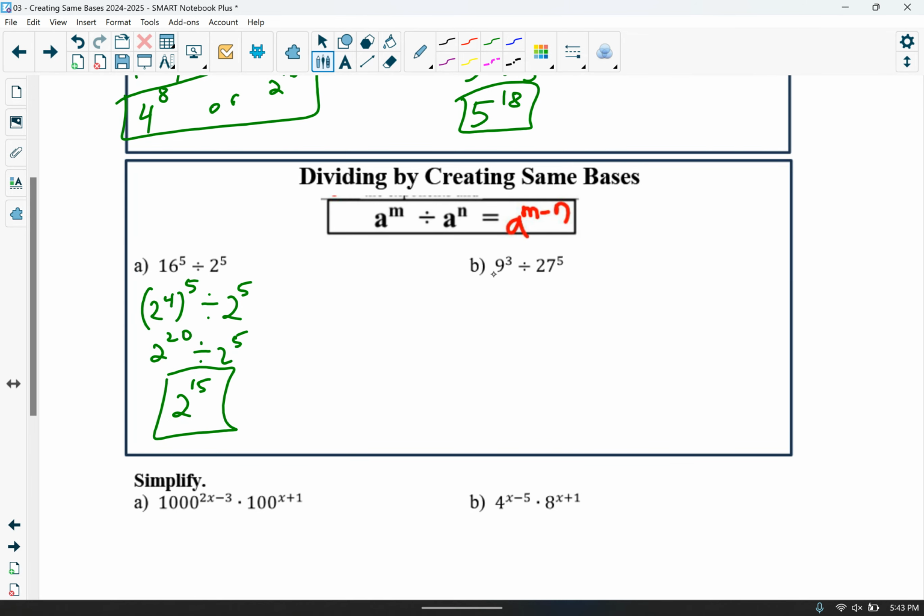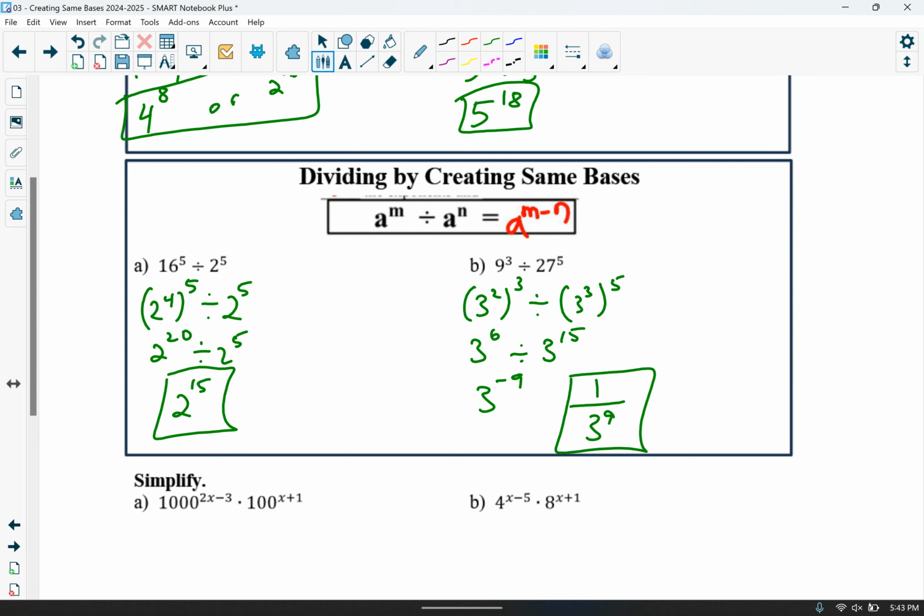Okay. 9 to the third and 27 to the fifth. We're going to rewrite both as base 3. 9 is 3 squared, and then to the third power. 27 is 3 cubed, and then to the fifth power. So that's going to be 3 to the sixth divided by 3 to the 15th. Keep our base, subtract our exponents. 6 minus 15 is negative 9. So we just want to rewrite that as 1 over 3 to the 9th.